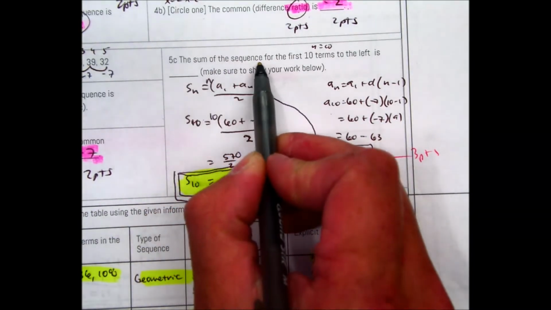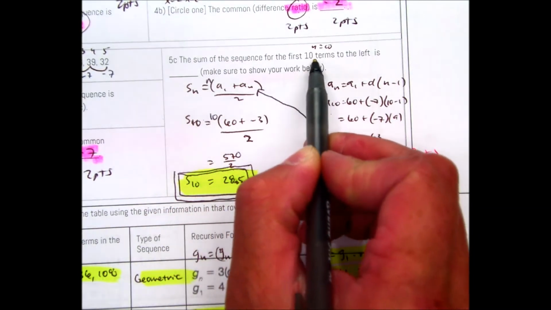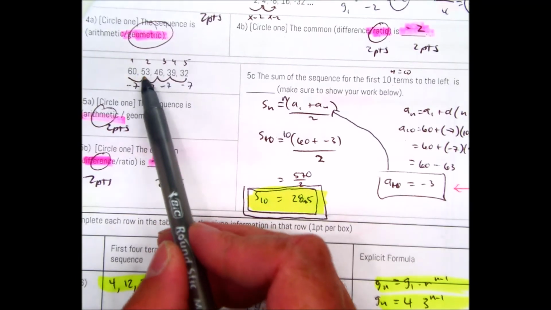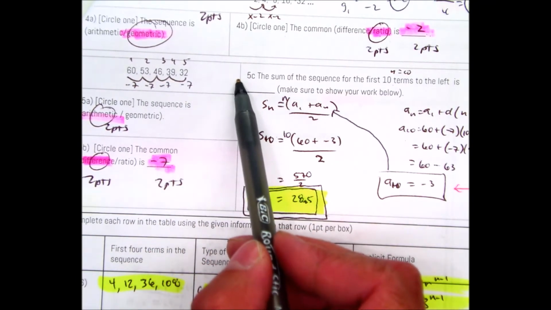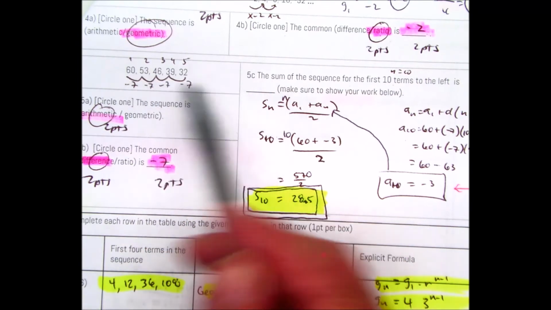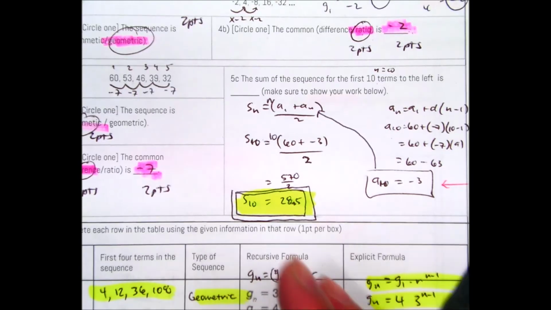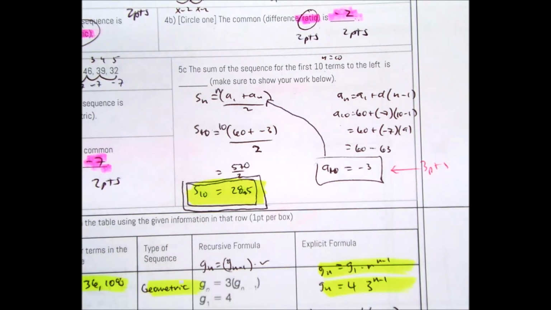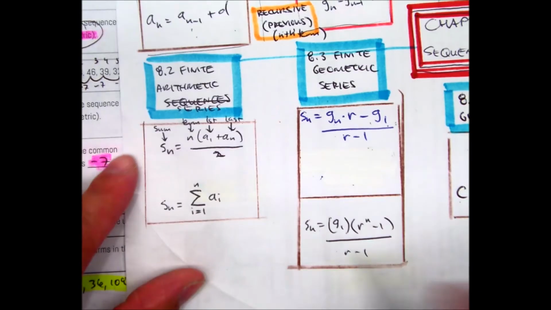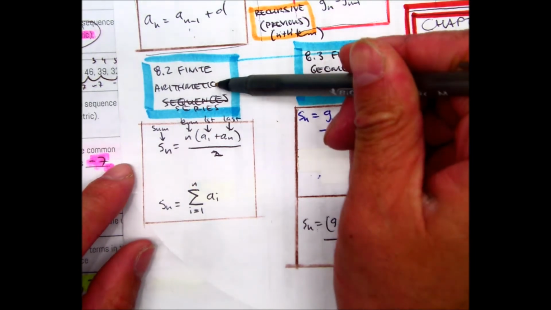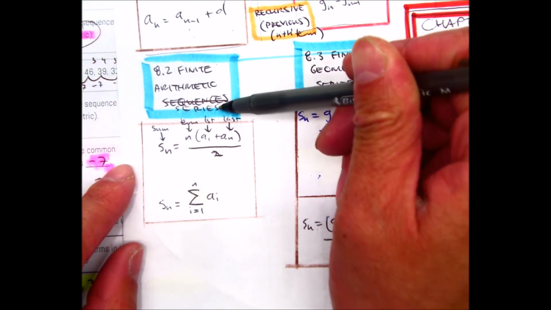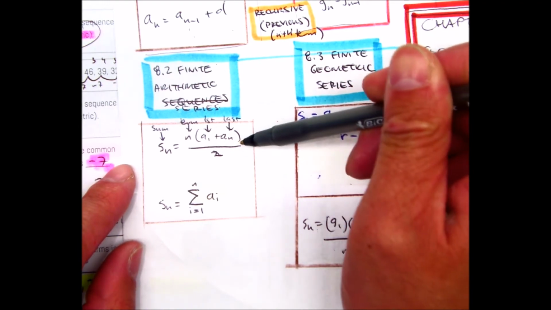the sum of the sequence for the first 10 terms to the left is, so they want you to take this, and then add up the first 10 terms. Now, some of you just kept doing this and adding them up. That's fine. Show me that work. To use your formulas, the sum of an arithmetic finite series, so I'm adding, it has an end, right, the first 10 in a series because I'm adding them all up. I'm going to write down this formula.